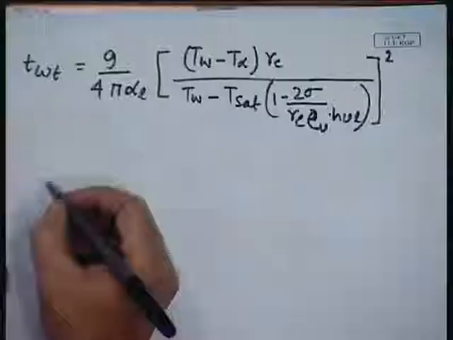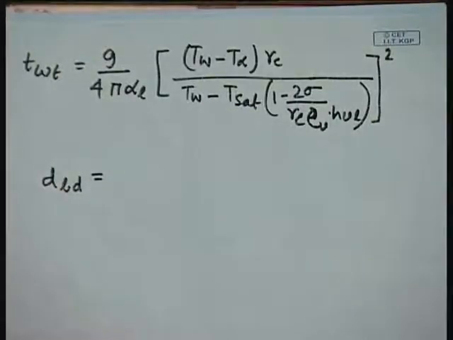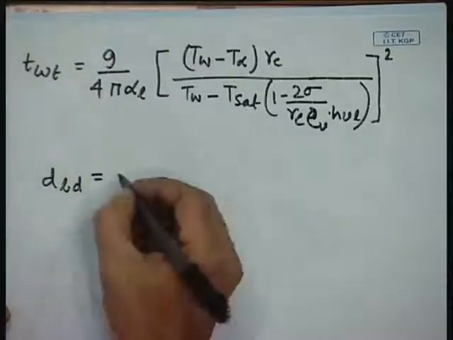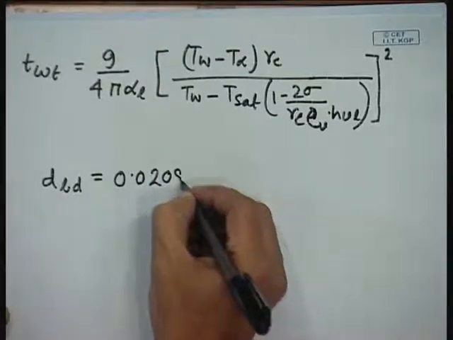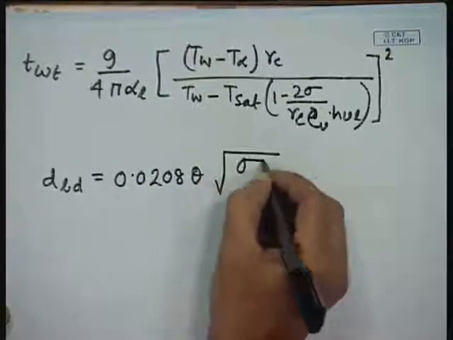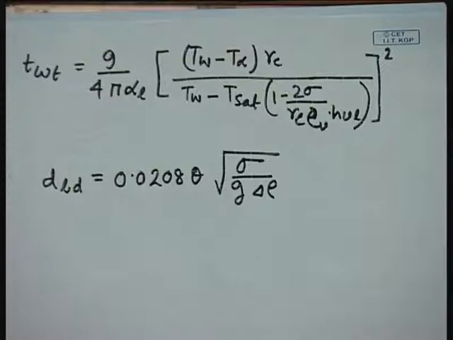Then another equation I would like to give quickly, so that we can complete today's discussion. At bubble departure, what is the diameter of the bubble? If I denote it by d subscript b d, then there are again a number of formulas, but if I give one very simple formula, here theta is in degree. This is some sort of empirical formula, not a totally mechanistic derivation.